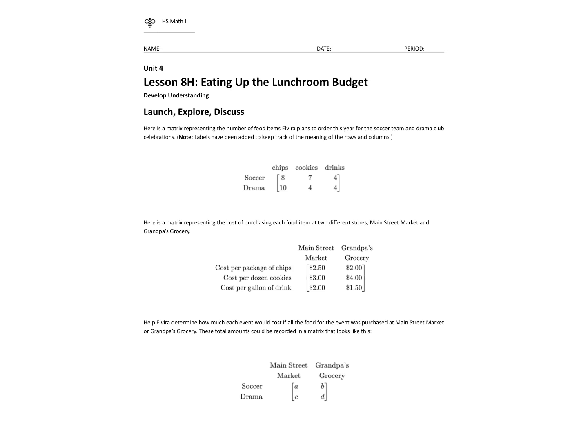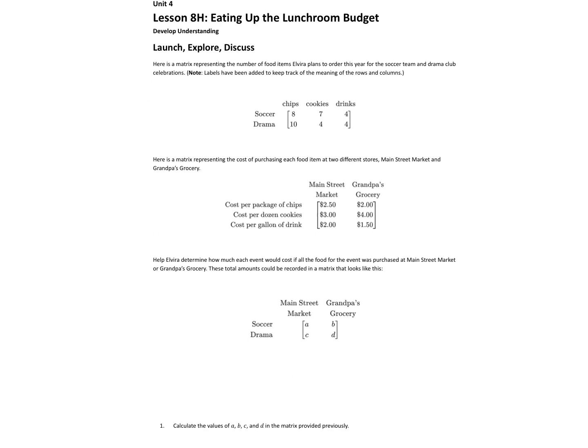on. Here is a second matrix that represents the cost of purchasing each food item at two different stores. The first store is Main Street Market and the second one is Grandpa's Grocery. So what we need to do is help Elvira determine how much each event would cost if all the food for the event was purchased at Main Street Market or at Grandpa's Groceries. These total amounts could be recorded in a matrix that looks like this.